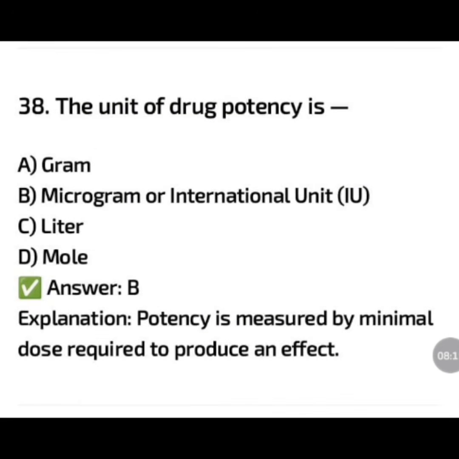The unit of drug potency is gram, microgram or international units, liter, mole. The correct answer is option B, microgram or international unit. Potency is measured by minimal dose required to produce an effect.